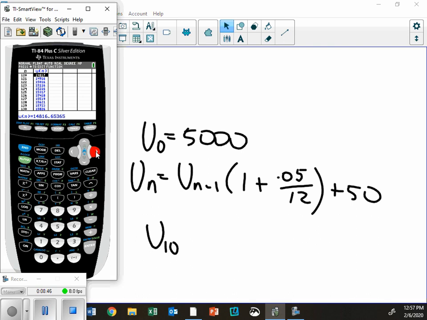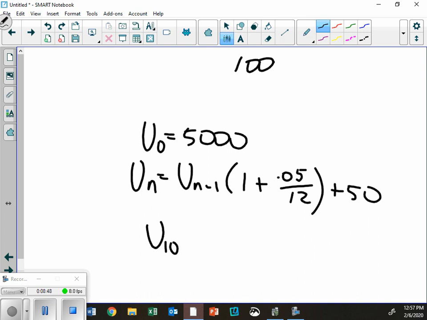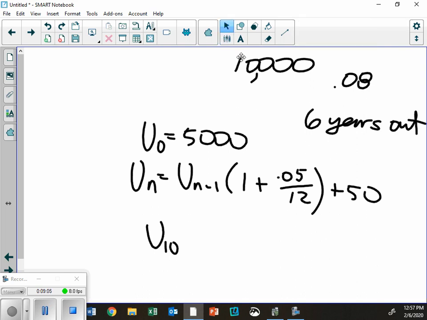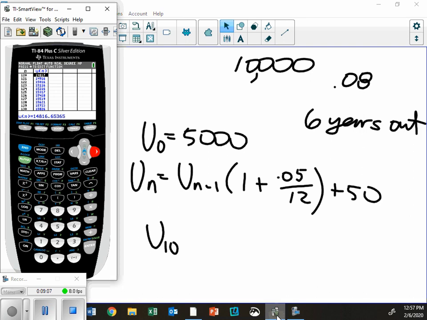I'll give you my scenario again. You have $10,000 to invest towards your college. You're getting 8% in the stock market, and we want to look 6 years out. How much would you have? I'm going to pause for a second and you give that a try.